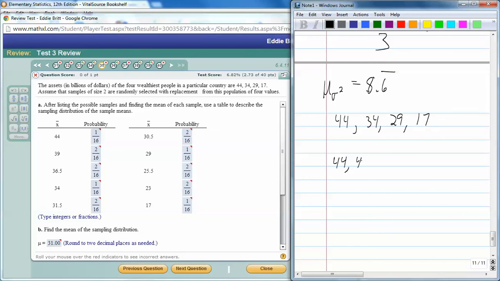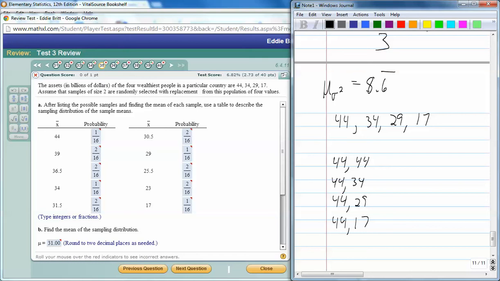you're going to have 44, 44, 44, 34, 44, 29, 44, 17, and that's just with the 44s. You're going to want to go through and do the same thing: 34, 44, 34, 34, 34, 29, and list all those. It's going to be 16 different ones, so it is going to take you a little while on this problem.